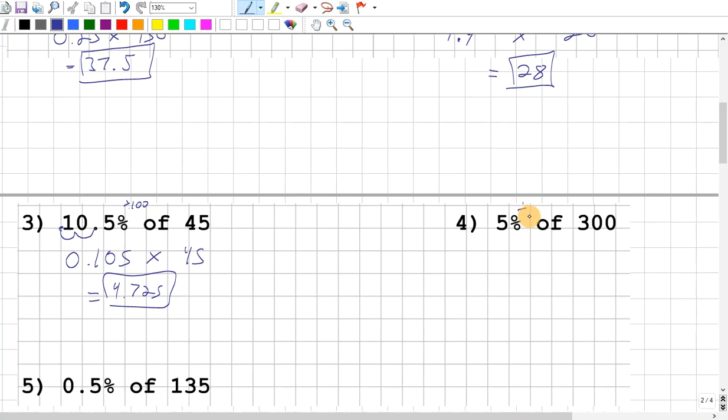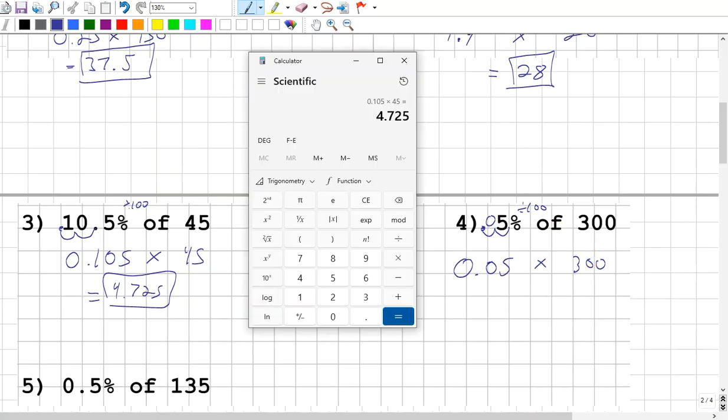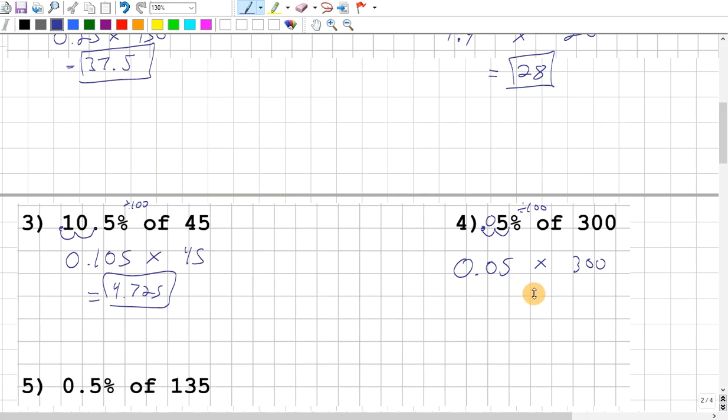5% of 300. Divide that 5% by 100 to convert it to a decimal. 1, 2. Oh, remember, if there's a space, we have to add a 0. So I end up with 0.05 of 300. So quite a small percent this time. 0.05 times 300, and I end up with 15.